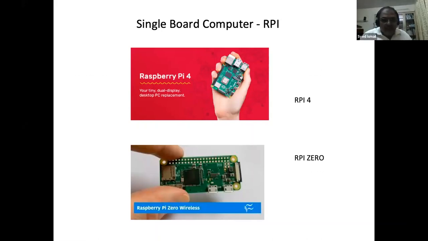But with the Pi, you see in the hand, it is very small. This is an advantage. You can use it like Linux programming. You can connect it directly to a PC. This is the power of it.